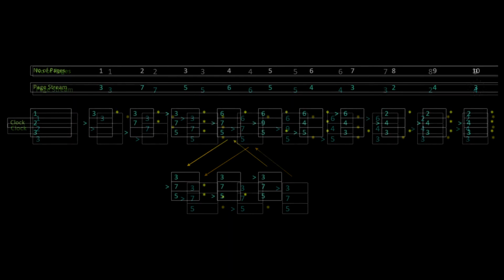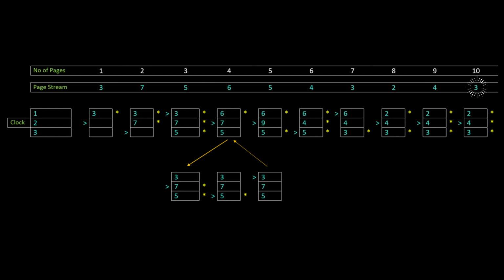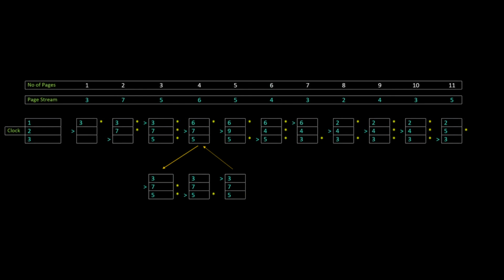Now the next page stream is 3. 3 is already in the frame and it also has the use bit. So nothing will happen and the arrow pointer will not move. Now let's see the last page stream, which is 5.